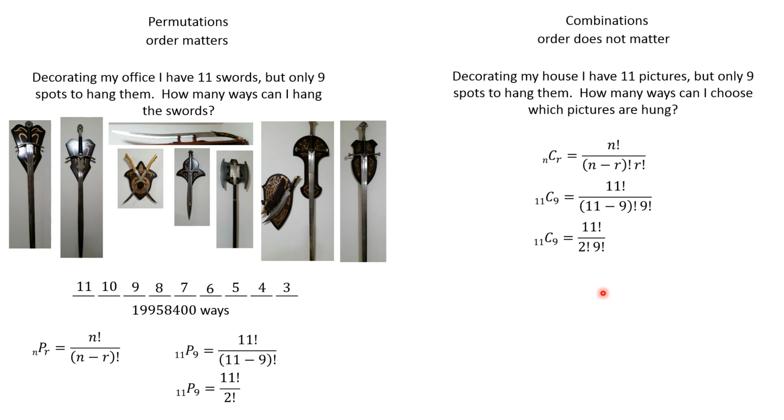Now we can plug this into our calculator, but again, sometimes you can get numbers that are too big. So how do we do this by hand? We're going to expand the 11. Not very far, though. We're just going to expand it to the bigger of these two numbers. In this case, 9. So 11 factorial is 11 times 10 times 9 factorial. And then 2 factorial is just 2 times 1. The 9 factorials cancel. So we just have 11 times 10 divided by 2. 10 divided by 2 is 5. 11 times 5 is 55. So I have 55 ways of picking my 9 favorite pictures out of the 11 that I had to choose from.